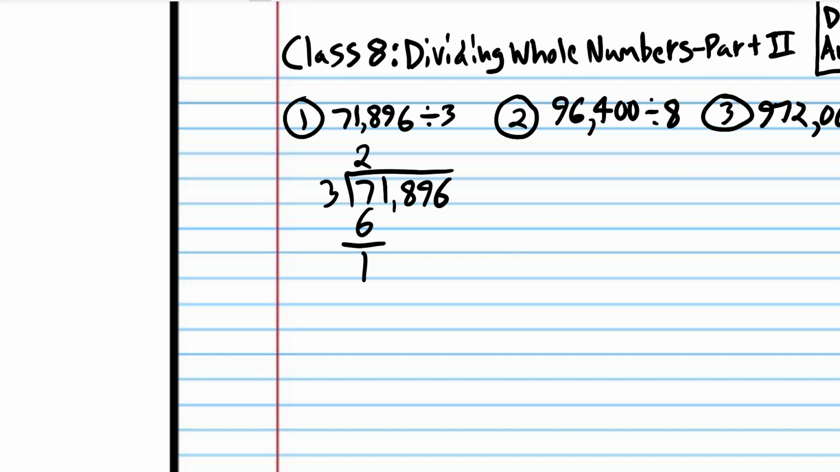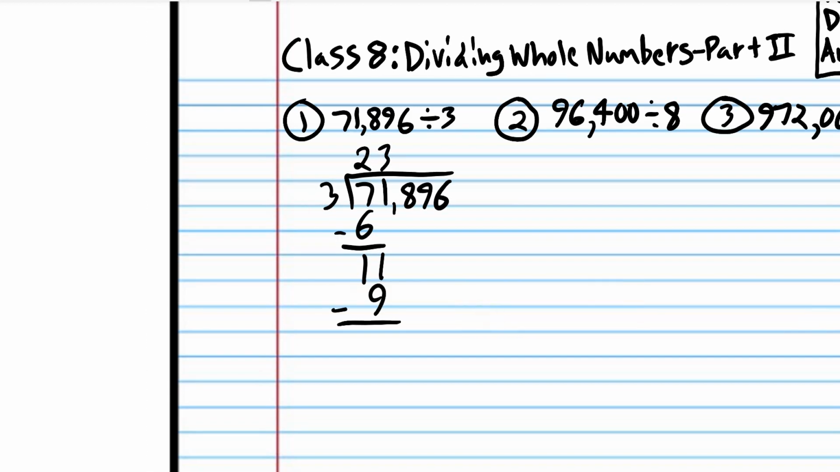7 minus 6 is 1. And we always have to bring down the next number, and then we start the entire cycle over again. How many times does 3 go into 11? It goes 3 times, because 3 times 3 is 9. And then 11 minus 9, I forgot to put my subtraction sign there. 11 minus 9 is 2.